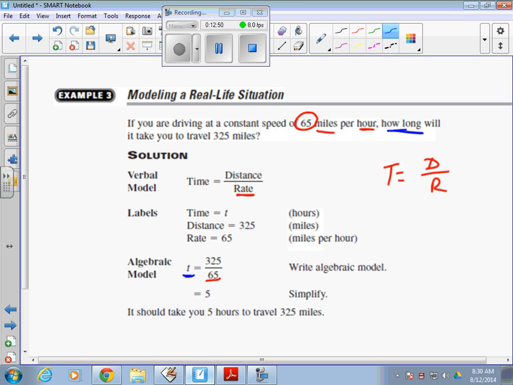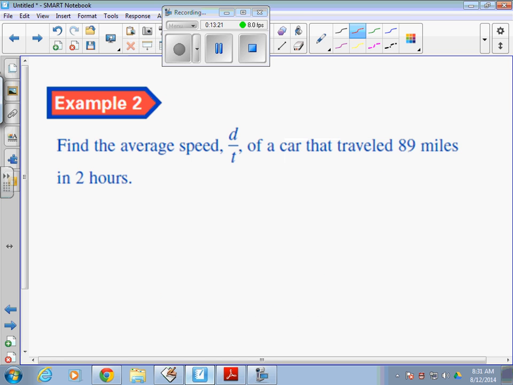And then the last one, it says to travel a distance of 325 miles. Miles is a distance measurement. So in place of D, we're going to plug in 325. So what that gives you is 325 miles divided by 65 miles per hour. So when you divide miles by miles, they cancel out to make the unit rate simply the amount of time, which in this case the time is 5 hours to travel 325 miles.